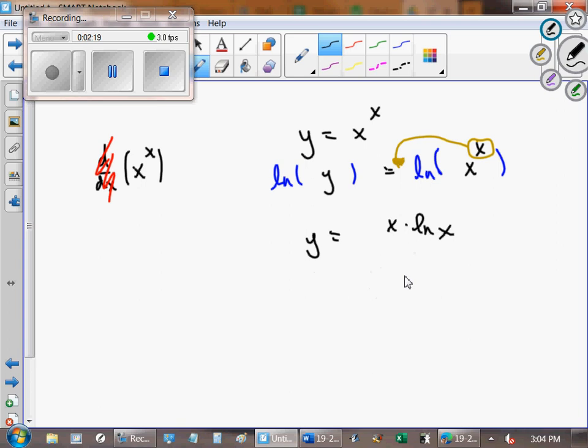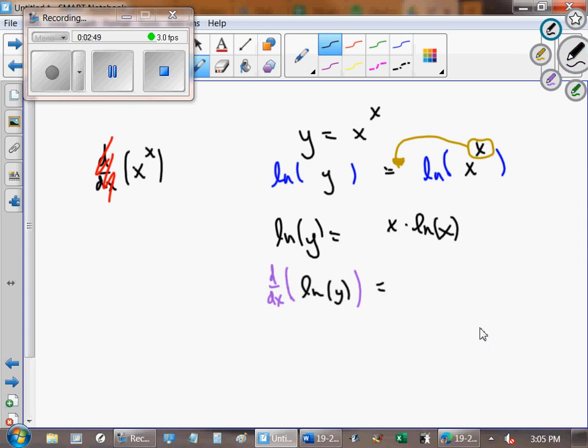And it is true that I put this blue ln in here and probably ruined the problem, but I can fix that later. Okay? So now I'm going to find the derivative of both sides. I guess there's an ln here, sorry. So there's an ln here and there's an ln here. But let's get started. So now I'm going to put a d dx on both sides. So derivative of ln y. And then on the other side, derivative of x ln x.